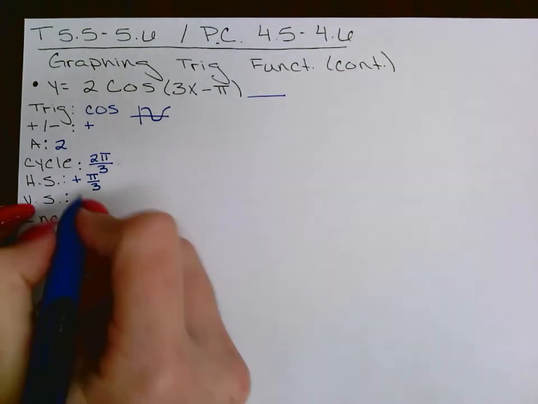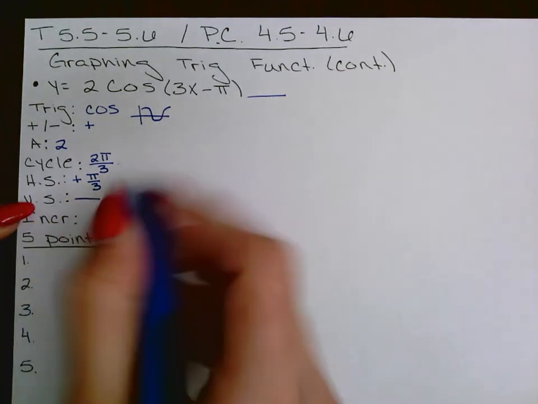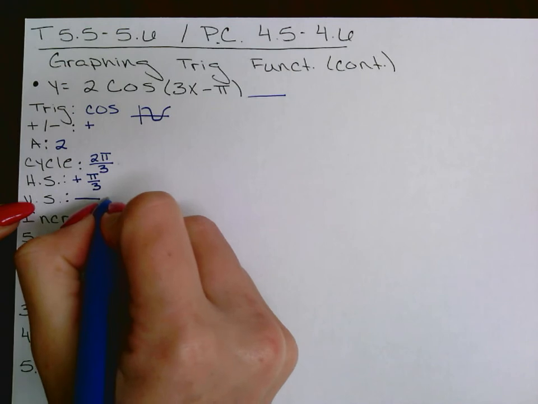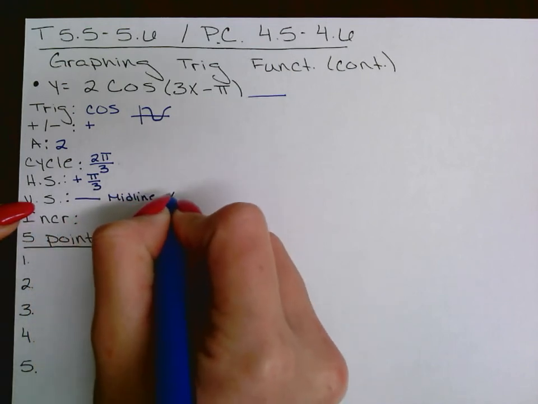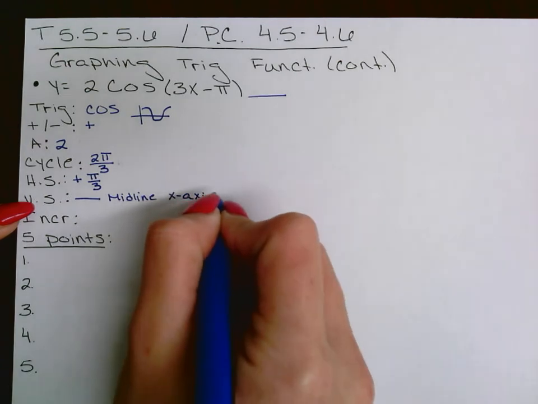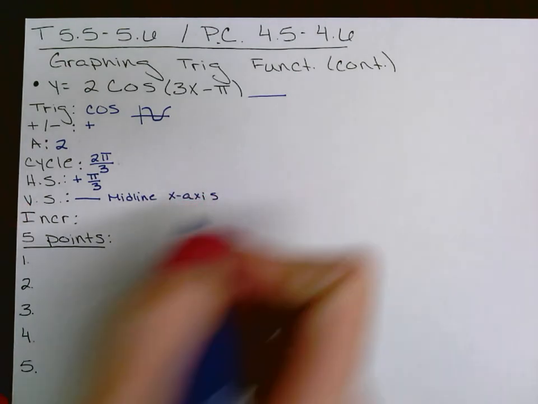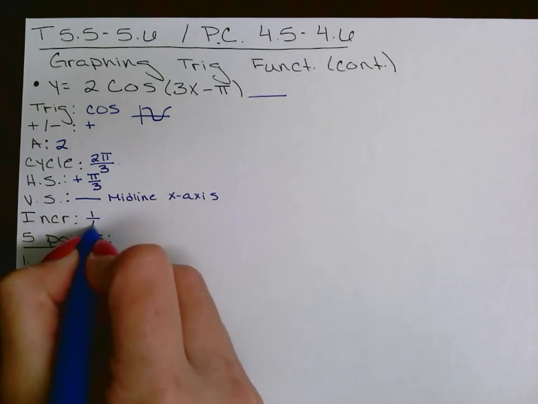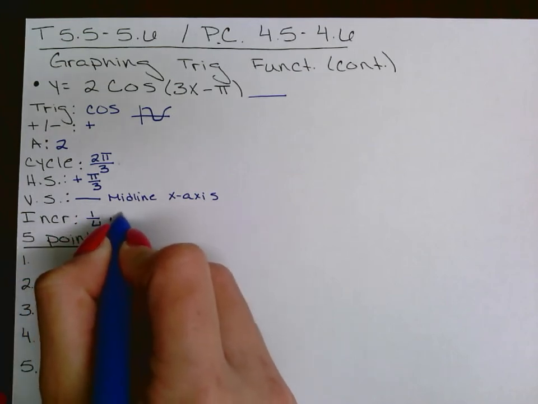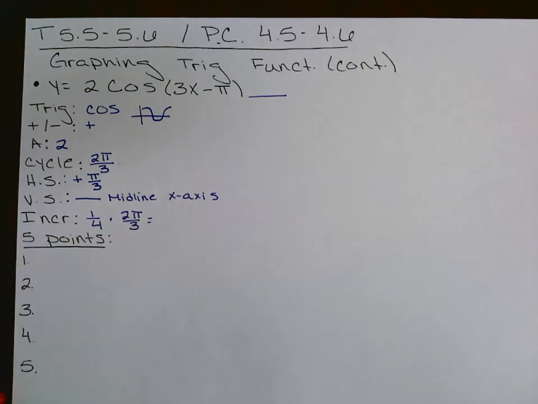Vertical shift, I didn't move up or down. There is no d. So that means my midline is going to stay at the x-axis. Okay. And next, my increment is 1/4 of my cycle, which is 2 pi over 3.